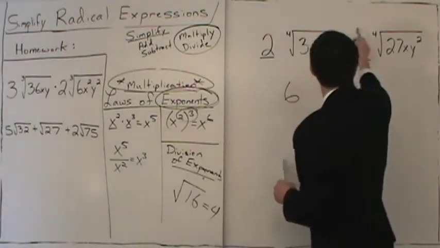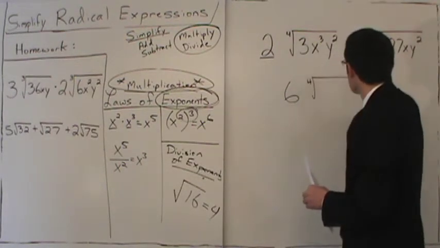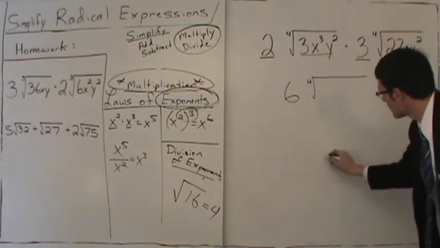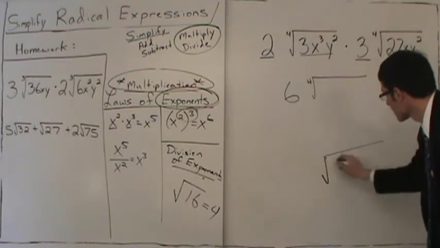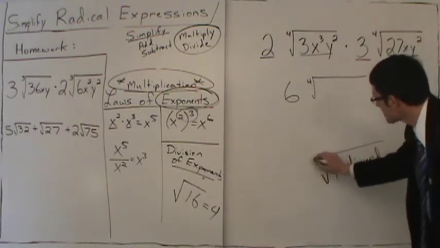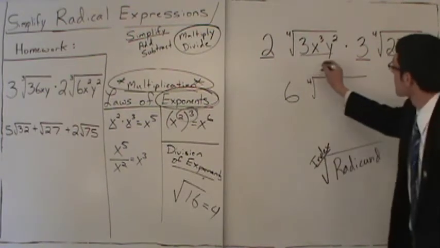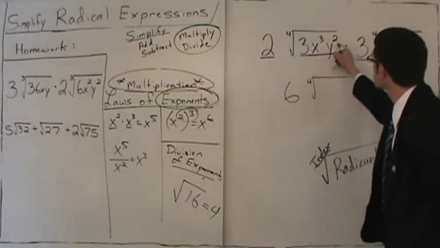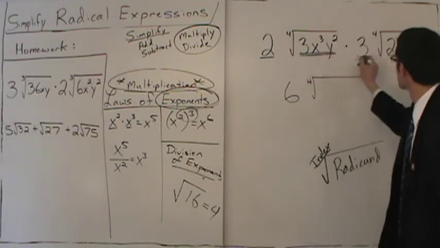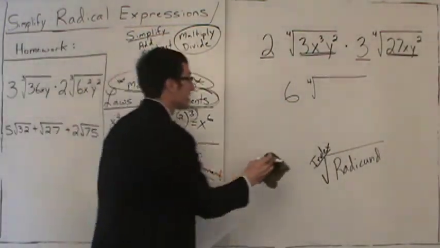Now, we're going to have fourth root multiplied by fourth root. We multiply what's underneath by what's underneath. So multiply the radicand by the radicand. Remember, this is the radicand underneath, and outside is the index. The little number here is the index. So our radicand is 3x cubed y squared, and the index is 4. We're just looking at radicand multiplied by radicand.